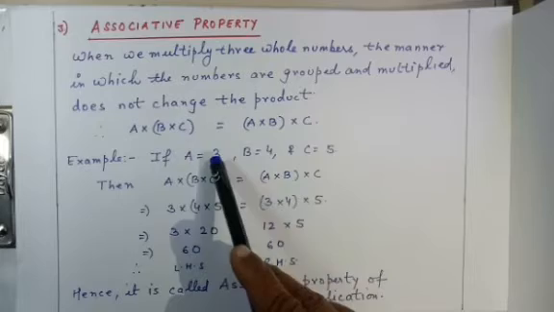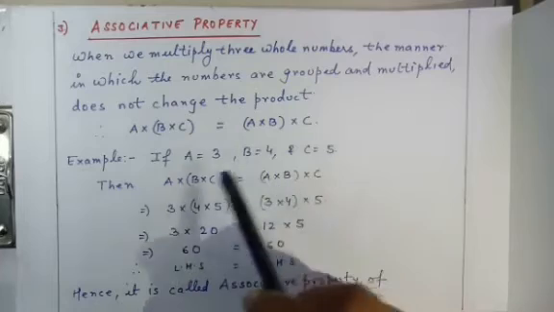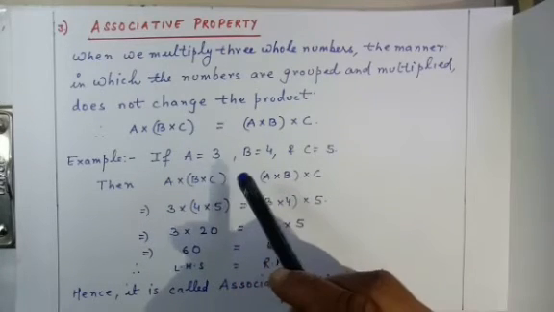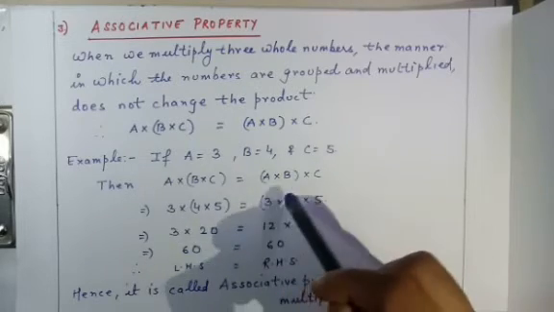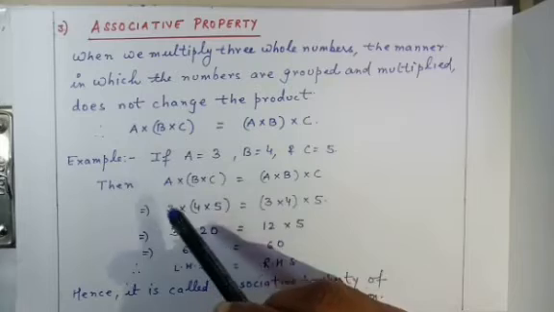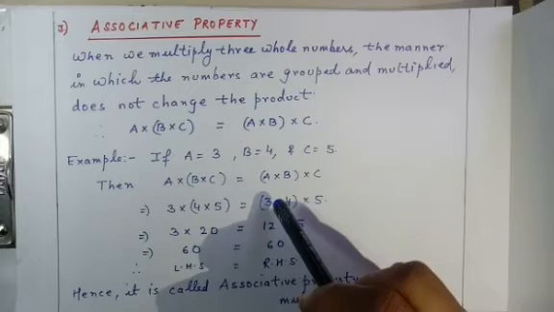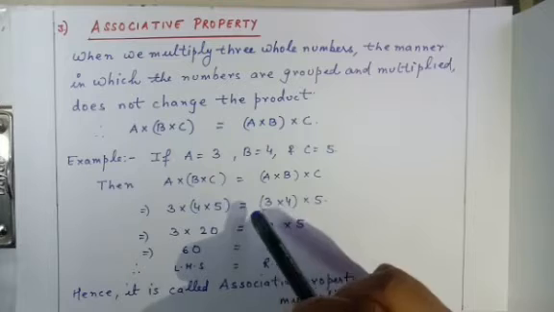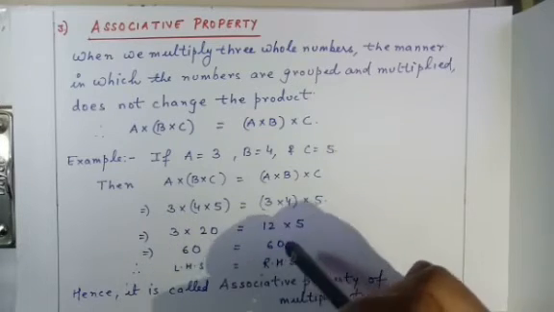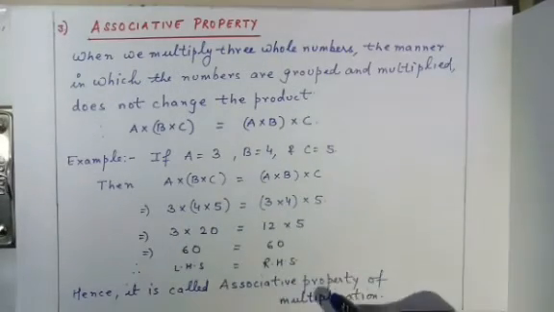If a is equal to 3, b is equal to 4 and c is equal to 5, then according to the property, a into (b into c) is equal to (a into b) into c. Now we put the values of a, b and c on both LHS and RHS. So 3 into (4 into 5) is equal to (3 into 4) into 5, which is 3 into 20 is equal to 12 into 5. Now you can see that both LHS and RHS are equal. Hence, it is called associative property of multiplication.